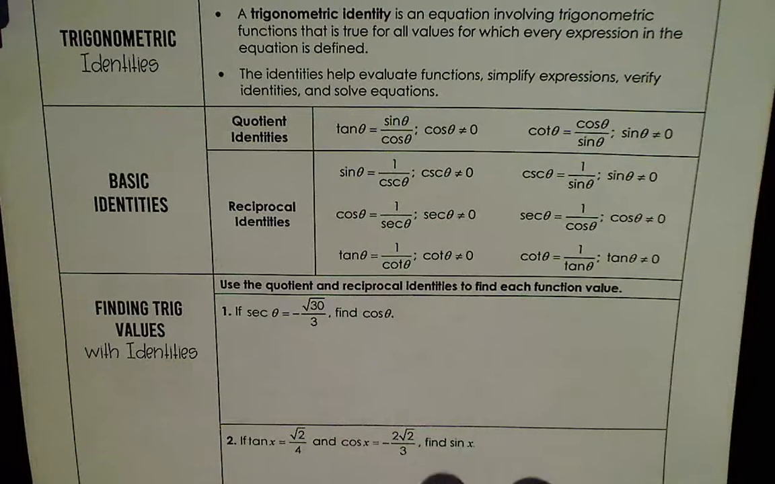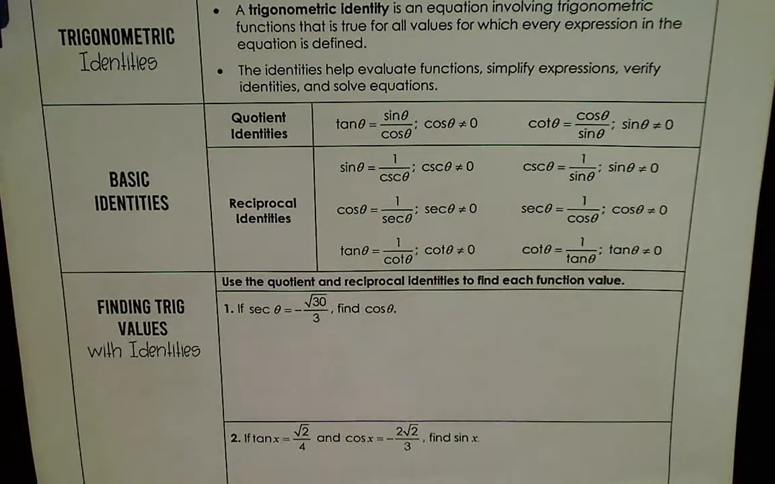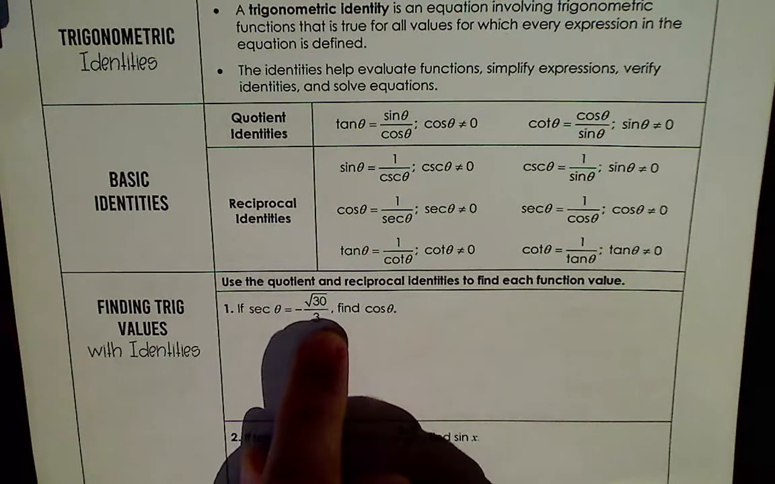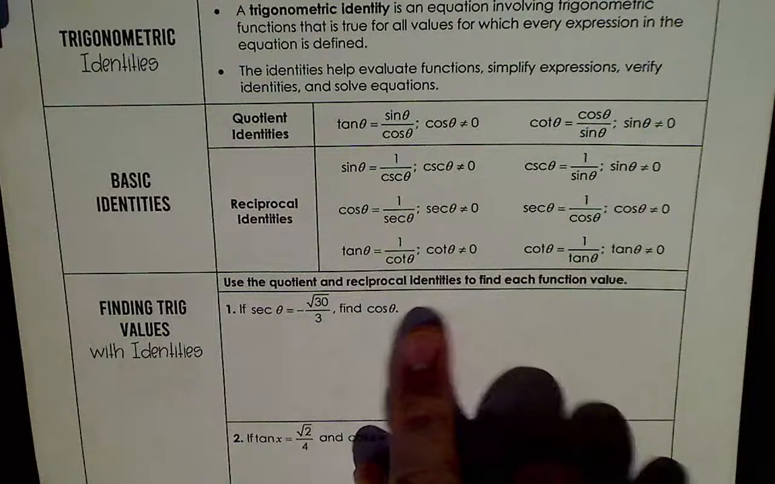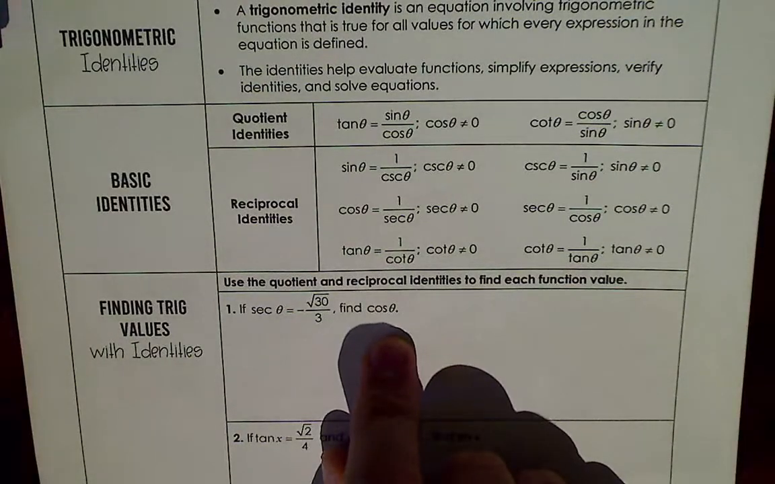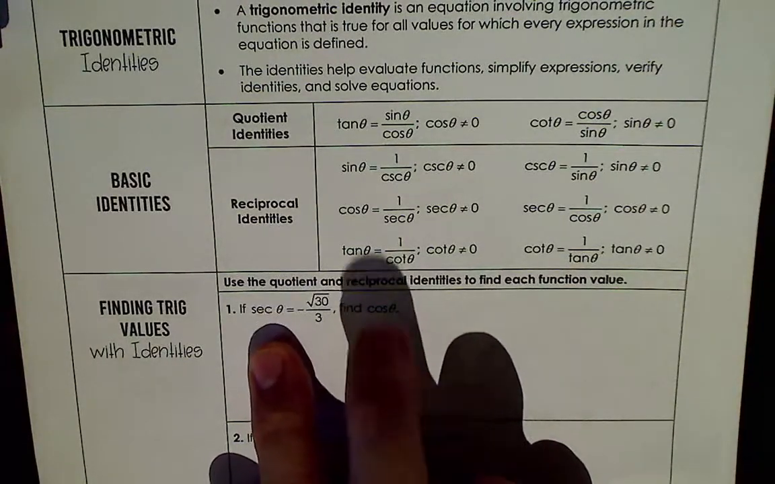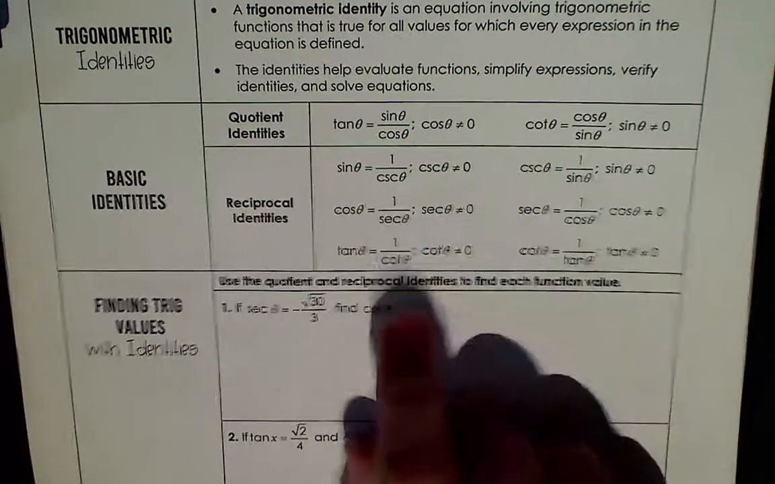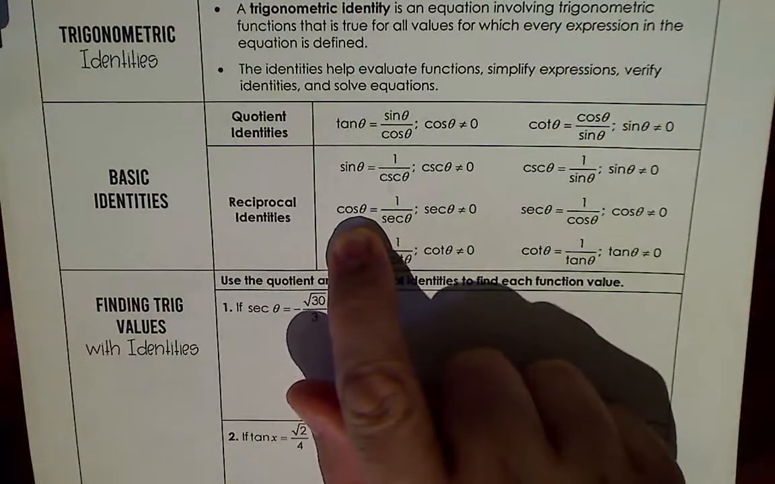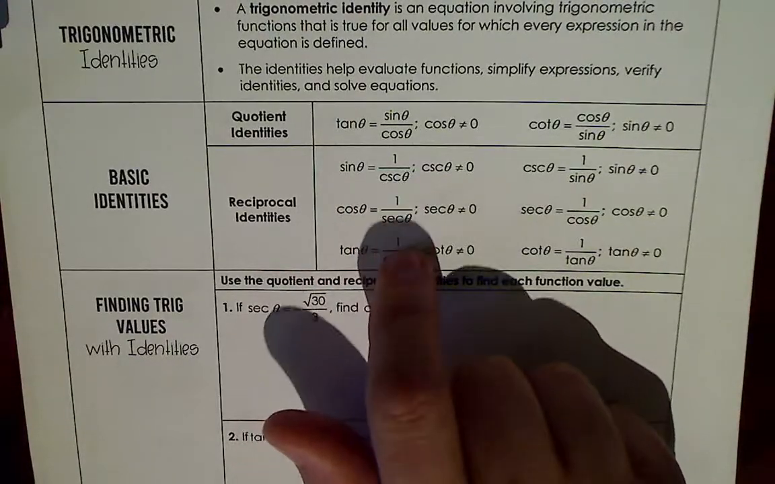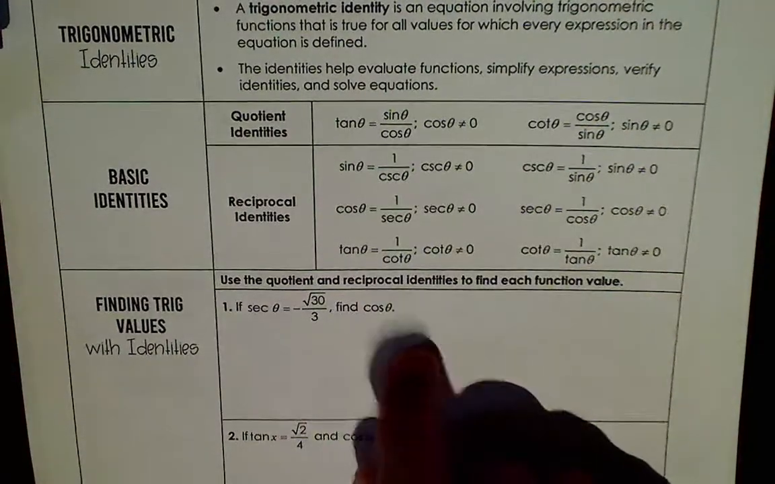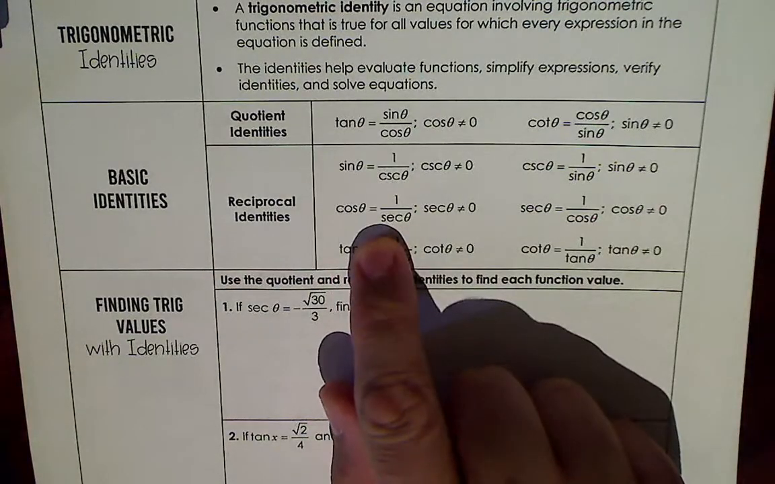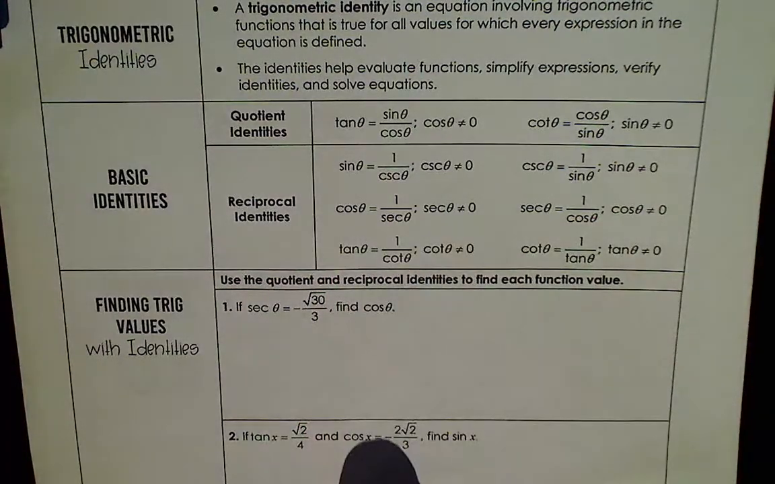So here's basically how this works. You start off with a value, secant of theta, that is equal to negative root 30 over 3. And you want to find the value of cosine of theta. Okay. So what you do is you figure out what is the relationship between secant and cosine. Okay. So if I come up here and look at this, I see that cosine is a reciprocal identity, 1 over secant. Okay. So if I wanted to find the value of cosine using this value, I could apply this reciprocal identity as 1 over secant.